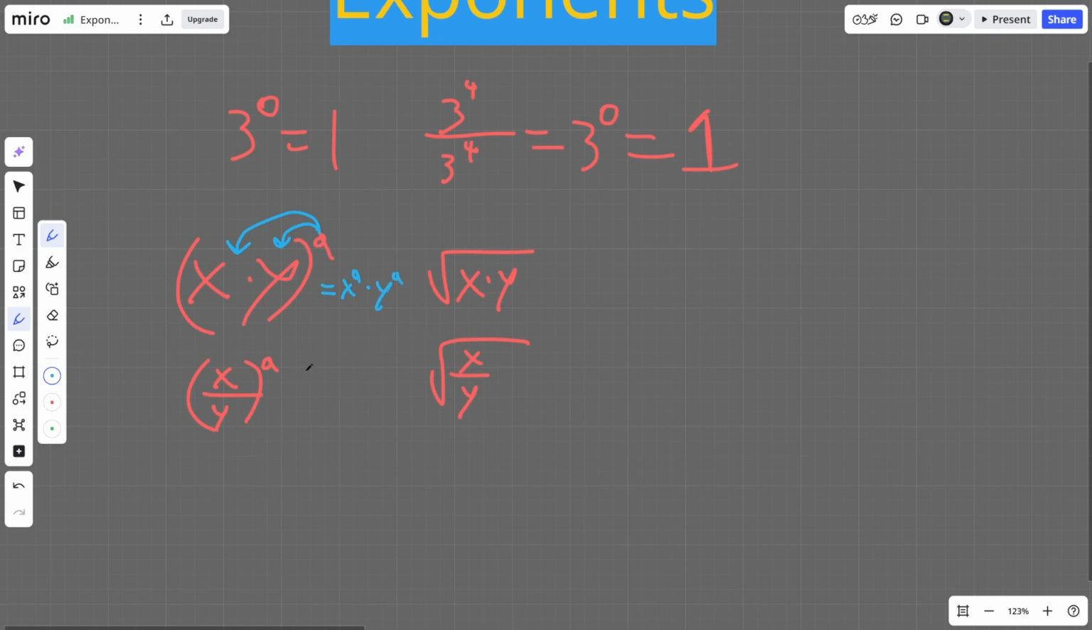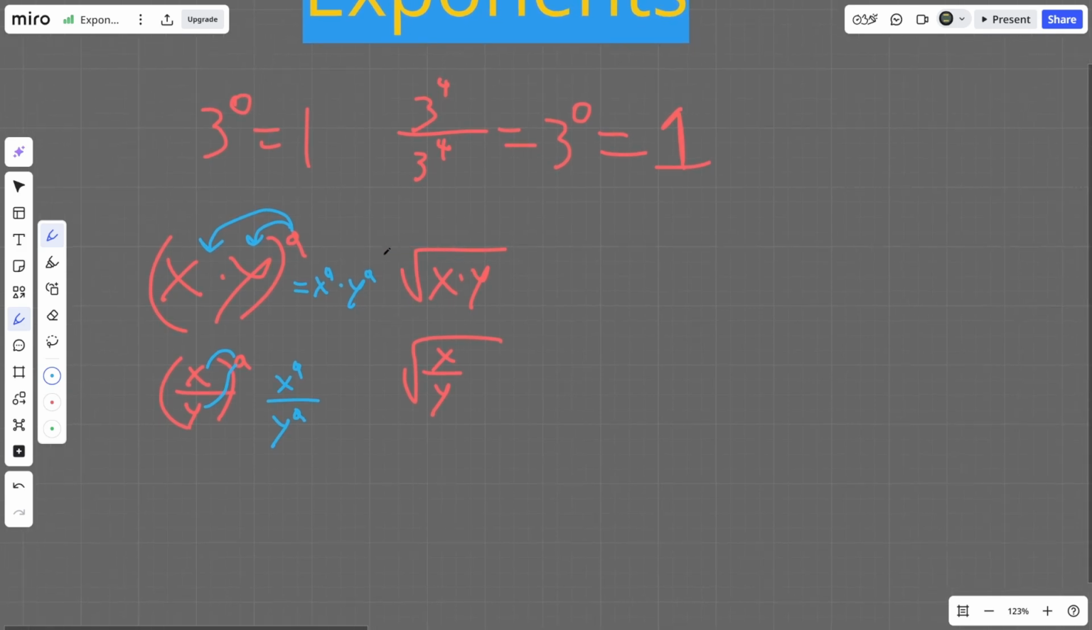The exact same thing can happen over division. You can have an exponent put to x over y, which becomes x to the a over y to the a, which is great. And this is another key indicator: if you can do it over multiplication, if you only change that multiplication to division, you can probably still do it. Those are very classic rules, barring a few maybe weird examples.